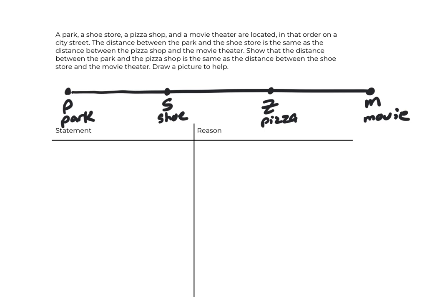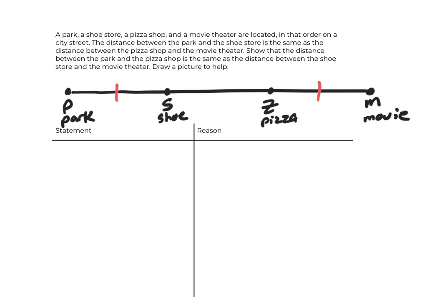The distance between the park and the shoe store is the same as the distance between the pizza shop and the movie theater, okay? So how would we show that on our picture? If two things are the same length or distance, how would I show that? The congruent symbols. The congruent symbols, right. Okay, so the distance from the park to the shoe store is the same as the distance from the pizza shop to the movie theater. So that little marking shows us that those two segments are the same. We don't know what the actual length is, but we know they're the same, okay?